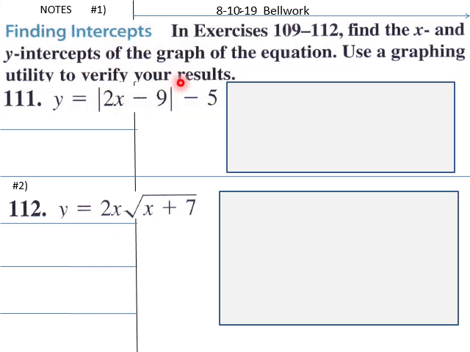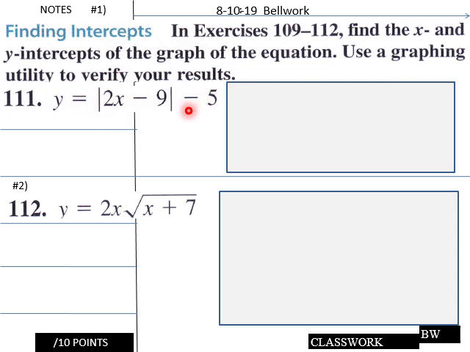Okay, for today's bell work, teachers and students: find the x and y intercepts of the graph of the equation. Use a graphing calculator to verify your results. Teachers, give your students about 5 minutes to find the x and y intercepts of these functions, these equations. Pause your video for 5 minutes and then check back.